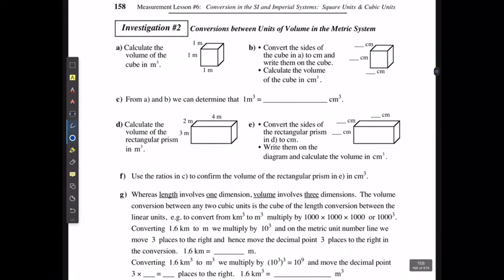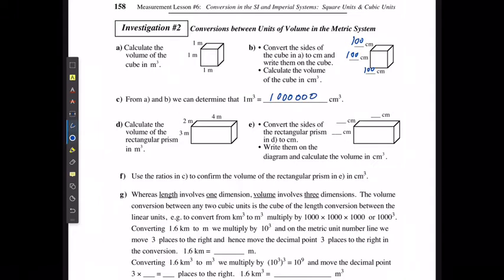If I'm doing it with volume, then in this case I have 3 dimensions I'm changing. So you can probably guess where this is going to go. If I have 1 meter by 1 meter by 1 meter, I'm going to have 1 cubic meter. If I converted all the sides to centimeters, I'm going to have 100 by 100 by 100, which is going to give me 1 million centimeters cubed.